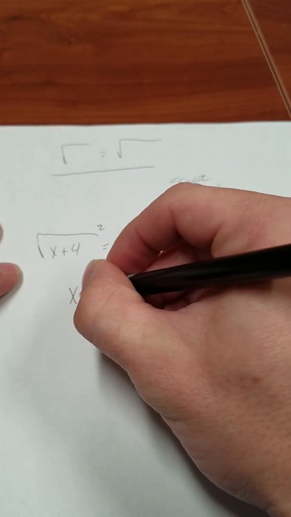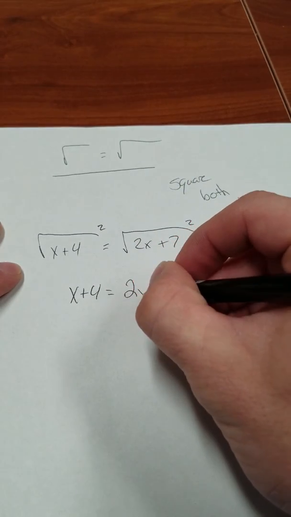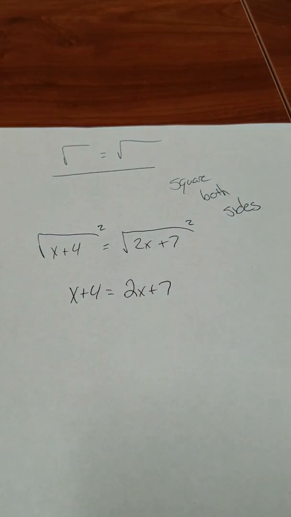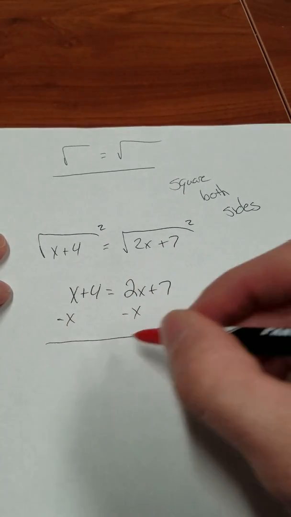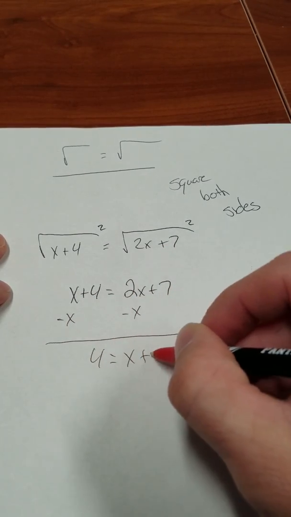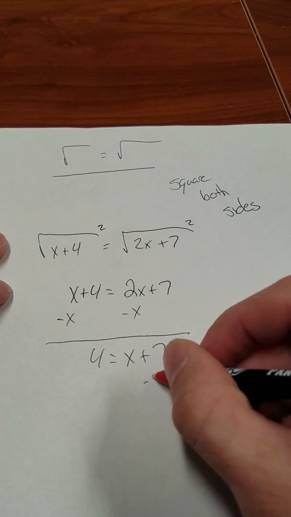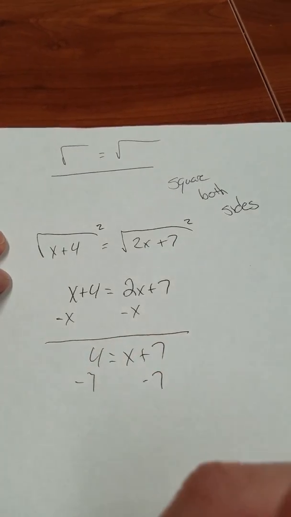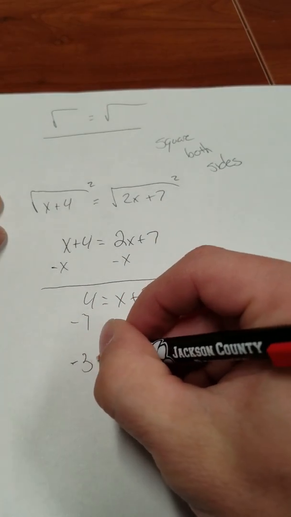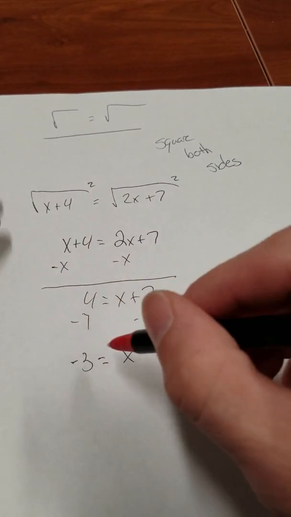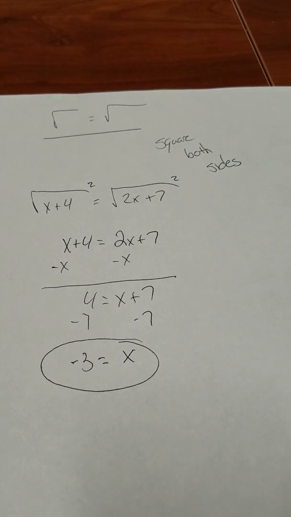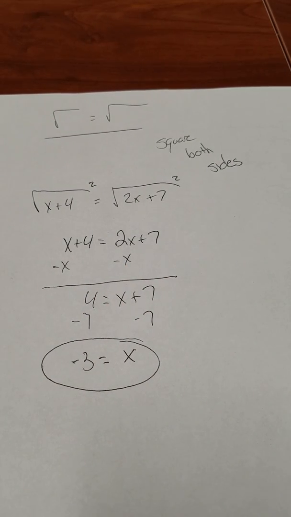So we get x plus 4 equals 2x plus 7. Okay? Get all the x's on one side, so subtract x. 4 equals x plus 7. Subtract 7. Negative 3 equals x. And it's fine for x to be a negative. The square roots equal each other, so there we go. That's going to be our solution.